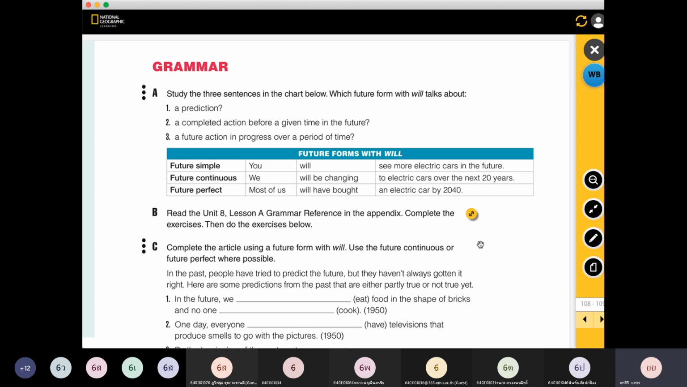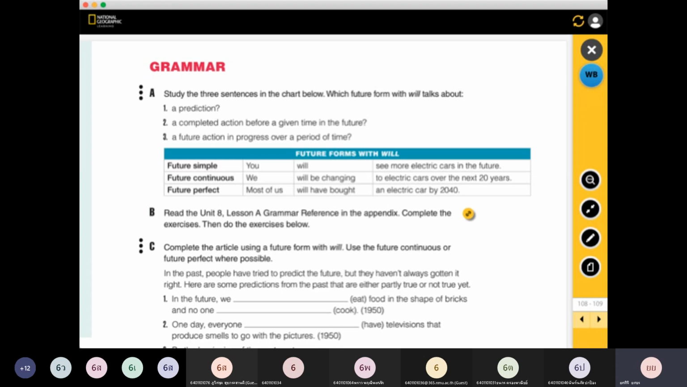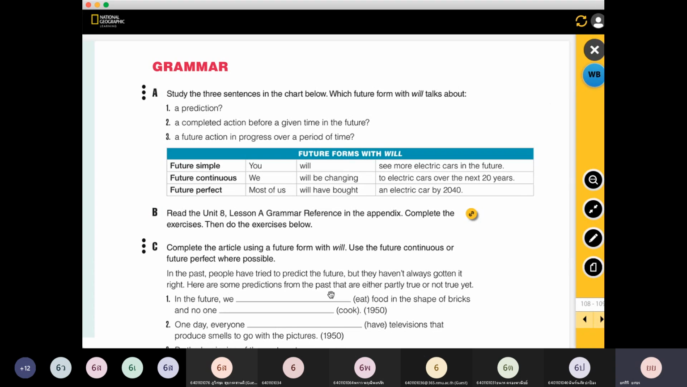Okay, welcome back everyone. I hope you feel refreshed just a little bit after the break. As we previously talked about, we're going to talk about the 3 different forms of the future, right? So we talk about future simple, future continuous, and future perfect, and then you get some ideas about each aspect that is used to explain which dimensions. So you talk about prediction, completed action, and the future action in progress.